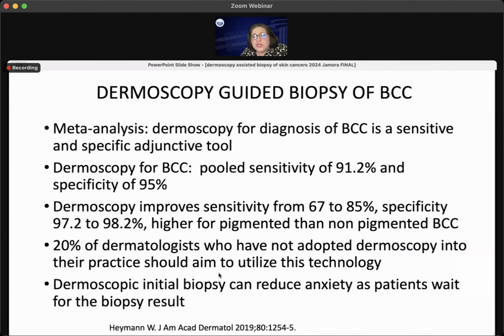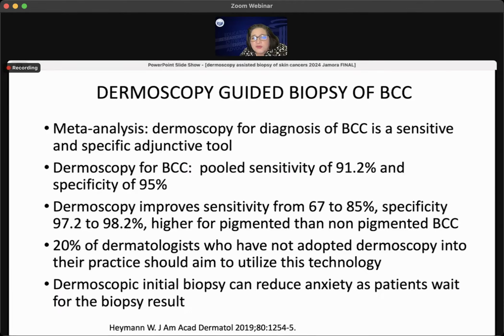And true enough, it was a basal cell carcinoma when we did the biopsy. So dermoscopy for diagnosing basal cell carcinoma is very sensitive and specific. Sensitivity is about 91.2% and specificity 95%. Compared to just the clinical eye, which has only 67% sensitivity, it goes up to 85%. And the specificity using dermoscopy for basal cells goes from 97 to 98%.